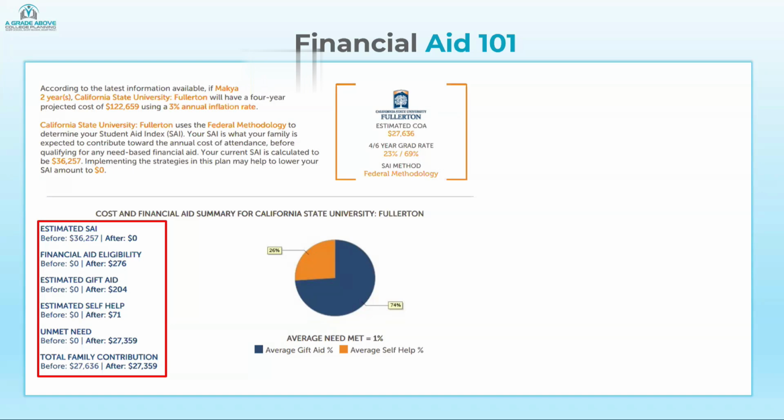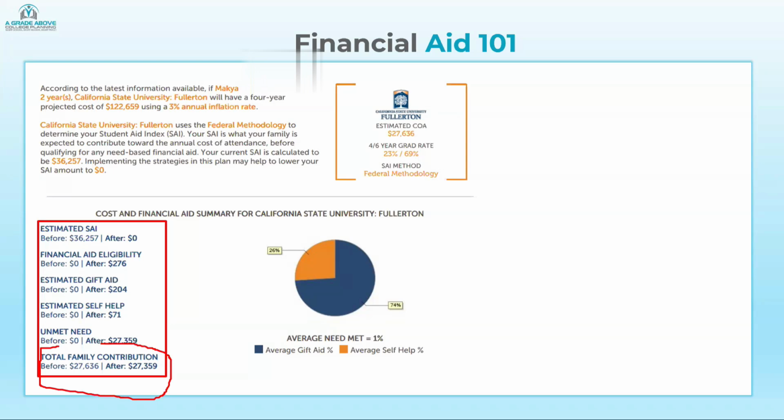And a lot of times, believe it or not, even for very affluent families, there are things that they can do to legally and ethically reduce their SAI and become more aid eligible. This particular family, $36,000 difference based on the information that they provided. But if you look at the very bottom where it says total family contribution, they are in a situation where it doesn't really matter at this particular college.